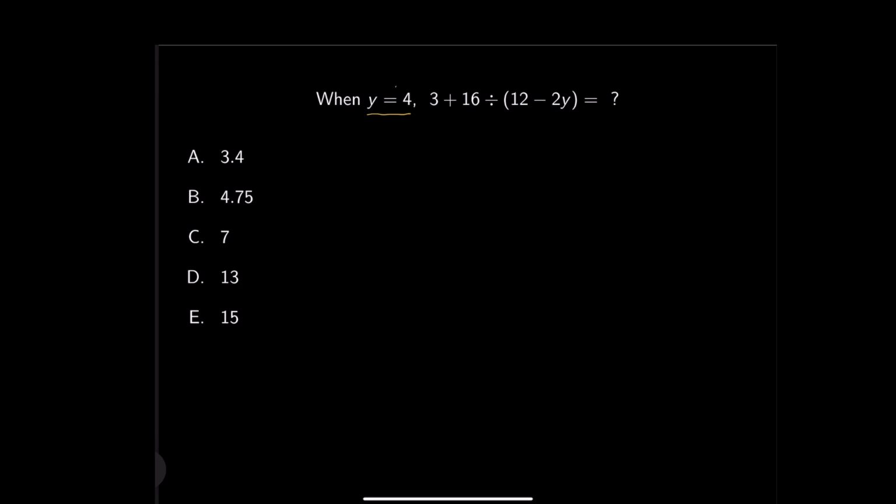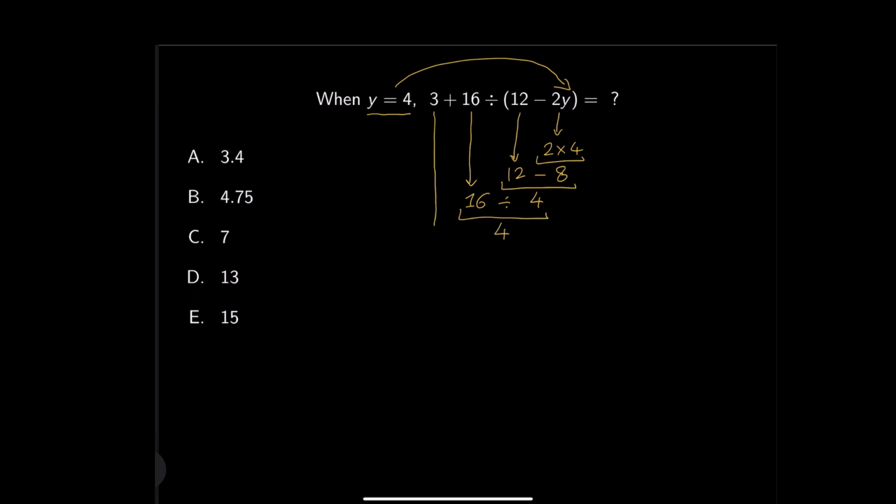Well, first we have to substitute y with 4 in our expression to get 2 times 4, which equals 8. In the next step, we will evaluate 12 minus 8 to get 4. Then we can divide 16 by 4 to get 4. And finally, we will evaluate 3 plus 4 to get 7. That's it. And the answer is C.